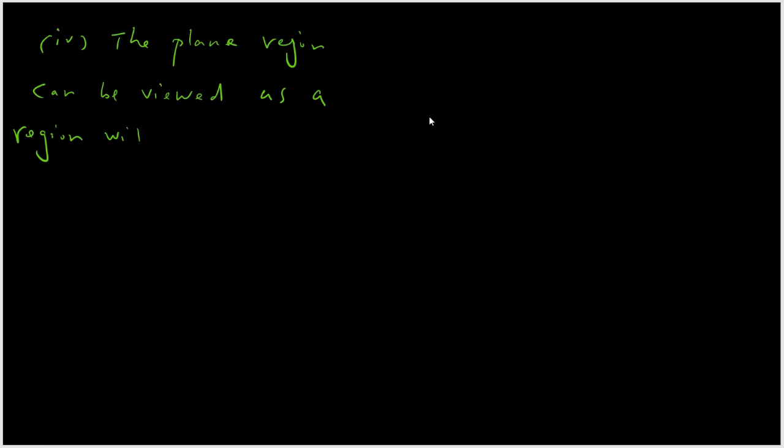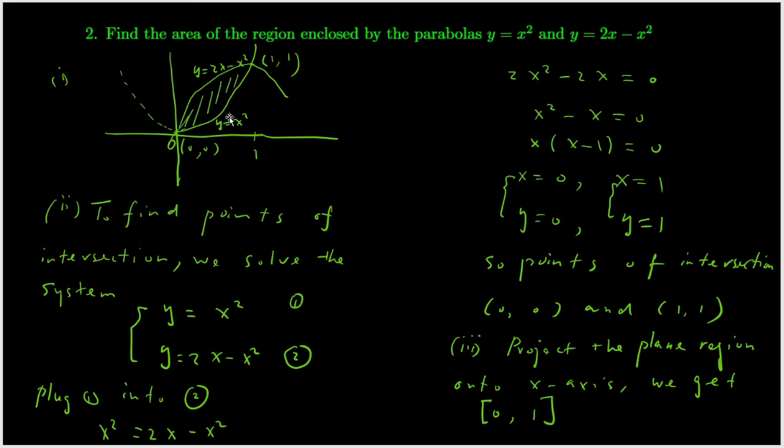Now step 4. The plane region now can be viewed as a region with a top boundary. We identify the top boundary first. I'm going to use f of x to denote the function representing the top boundary. The top boundary is the graph of the function 2x minus x squared.